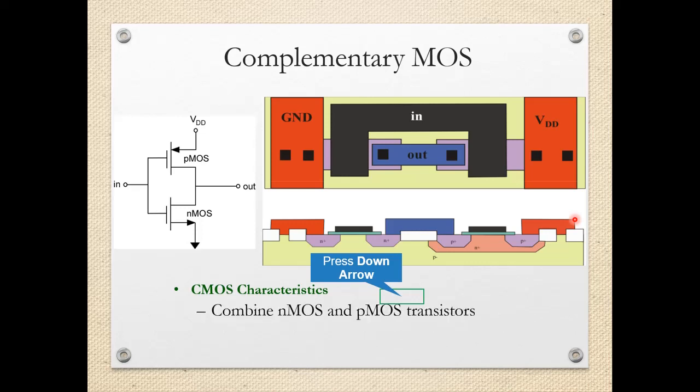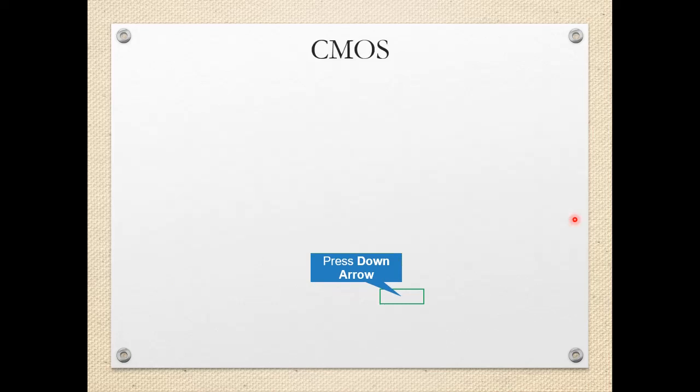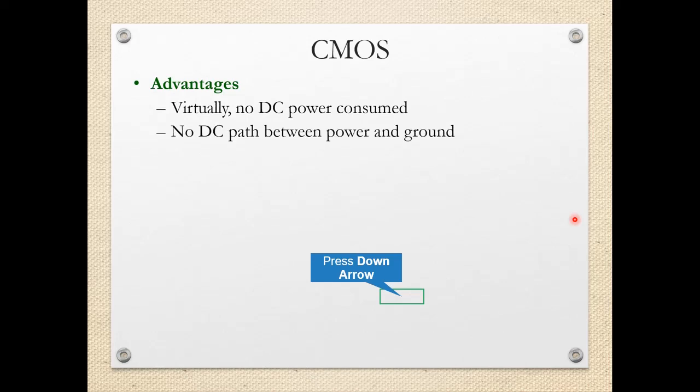Now we'll see the characteristics. It combines the NMOS and PMOS transistors. PMOS size is larger for the electrical symmetry. We'll see the advantages of this CMOS. Virtually no DC power is consumed. No DC path between power and ground. Excellent noise margin, that is VOL is 0 volts and VOH is VDD. So noise margin is equal to the difference between the two, that is equal to VDD.